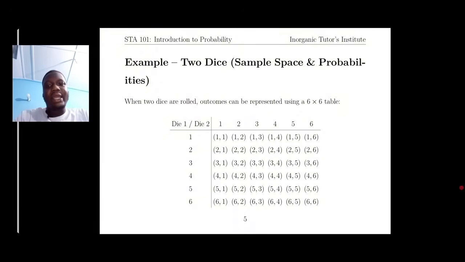Or we roll two dice, we check the outcome on the first die and write it down, we check the outcome on the second die and write it down. When you do that, we say these are the set of possible outcomes. So we list the outcomes for die 1 vertically, then we list the outcomes for die 2 horizontally, then we create a 6x6 table. So this is how the table is being created.